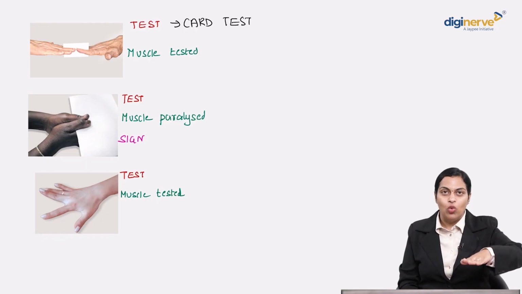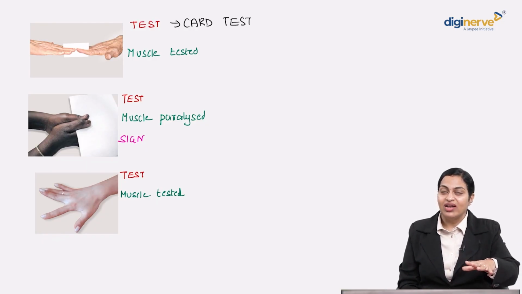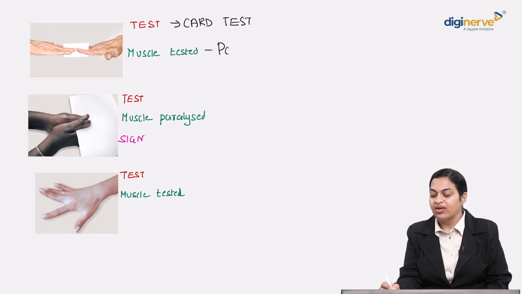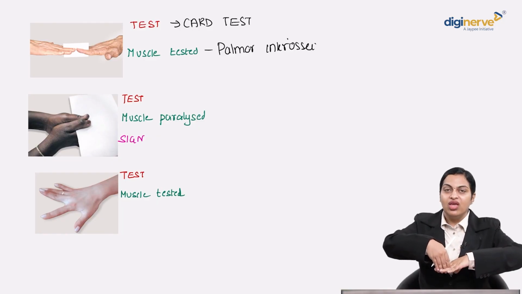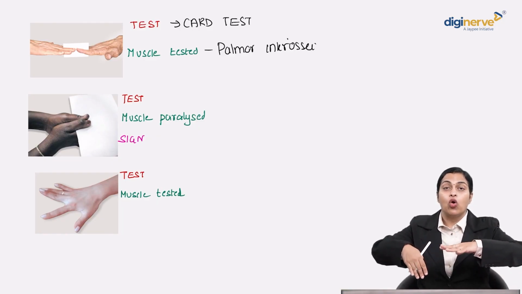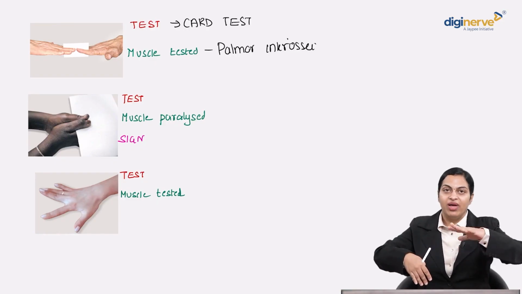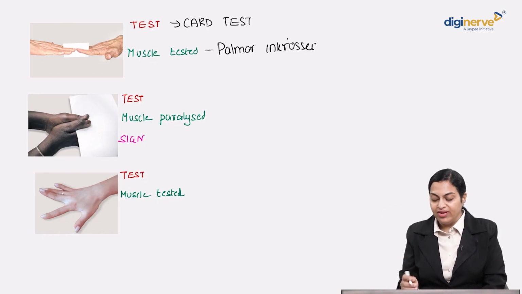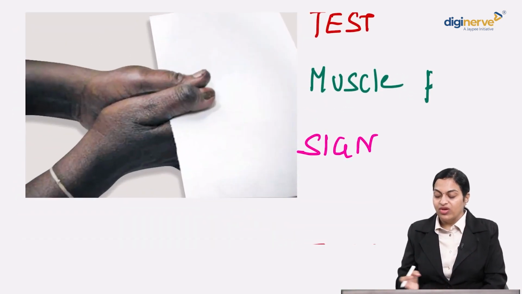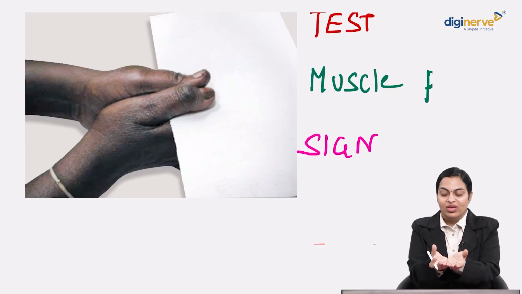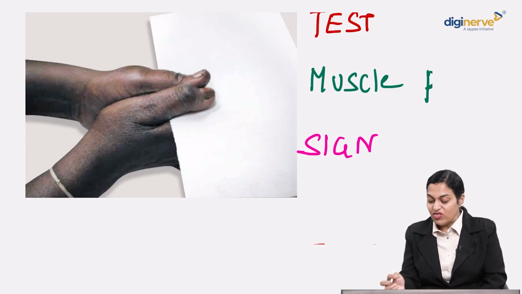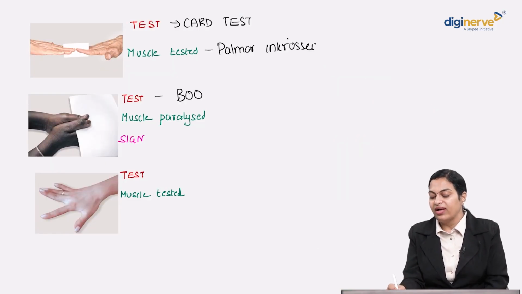The patient will try to hold the card using adduction of the digits. The adduction of the digits is by palmar interossei innervated by the ulnar nerve. So in ulnar nerve injury, he will not be able to adduct the digits or hold the card. The card might fall loose, right? And here again, instead of a paper, imagine a book there. You ask the patient to hold a book like this. This is called the book test for the ulnar nerve.